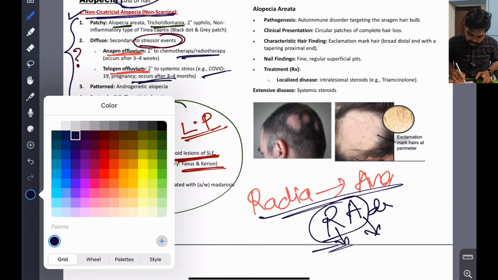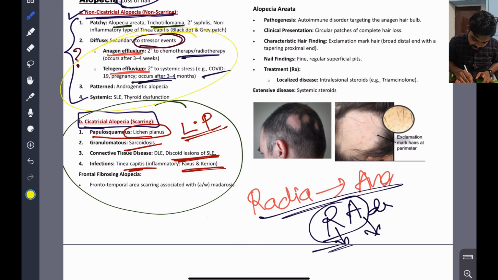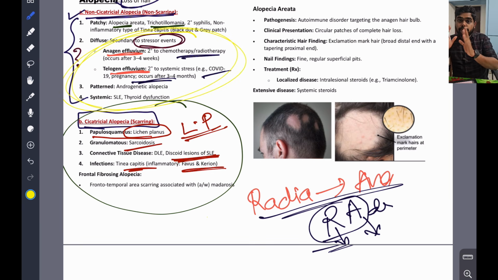So this area that I discussed is very important. Anagen effluvium is radiation or chemotherapy related. Telogen effluvium is post-stressor, systemic stress like COVID or pregnancy, and it occurs 3 to 4 months later. But chemotherapy related or radiotherapy related hair loss takes 2 to 4 weeks, about 1 month. This is also very important: anagen effluvium and telogen effluvium.